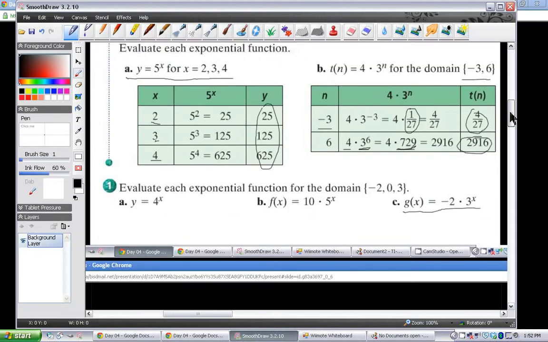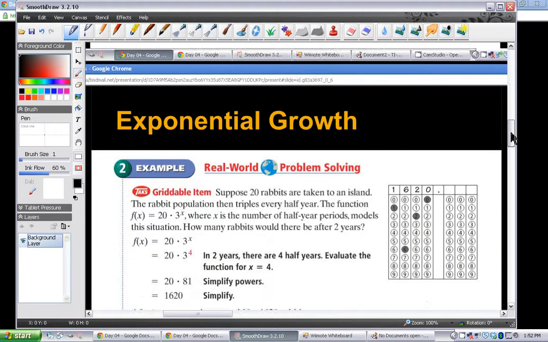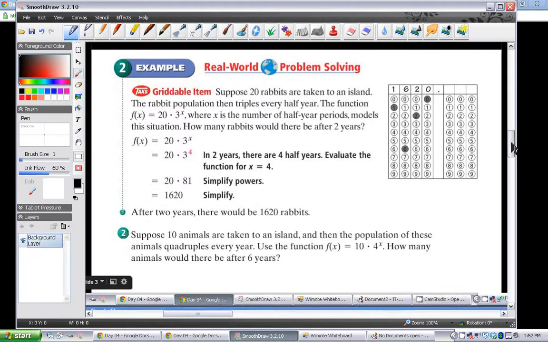So let's look at our next little bit. We have gone from an equation to a table. Now we're going to use a situation. This problem says, suppose 20 rabbits are taken to an island. The rabbit population then triples every half year. The function f of x equals 20 times 3 raised to the x, where x is the number of half-year periods, models this situation. How many rabbits would there be after 2 years?